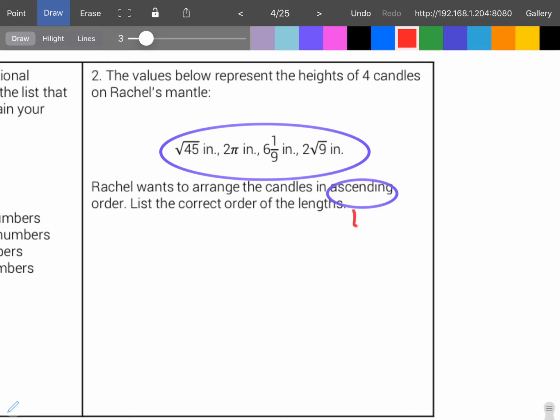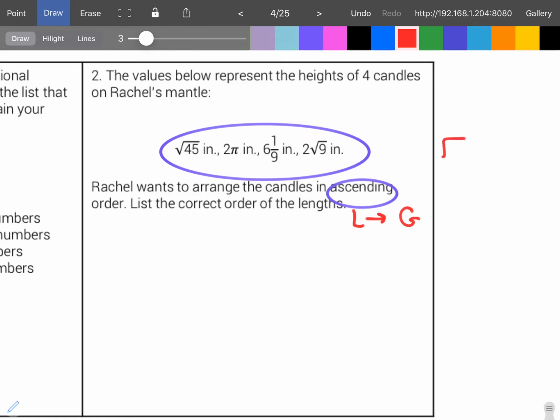Okay, so if we had to put these in ascending order, that means we're going to go from least to greatest. So we want to find the smallest number. And so we have to kind of figure out what these are all in decimal form.